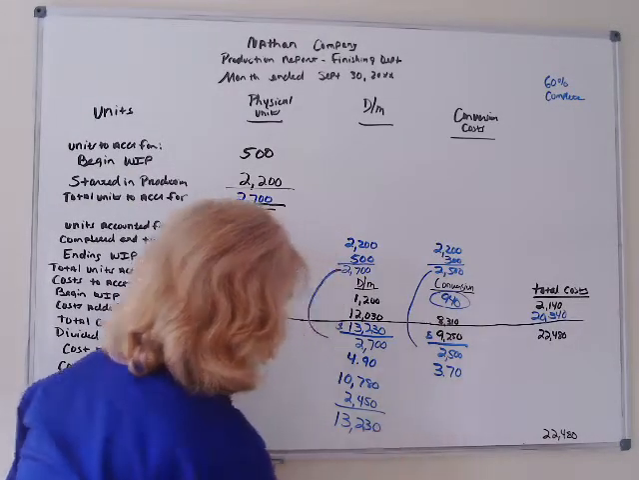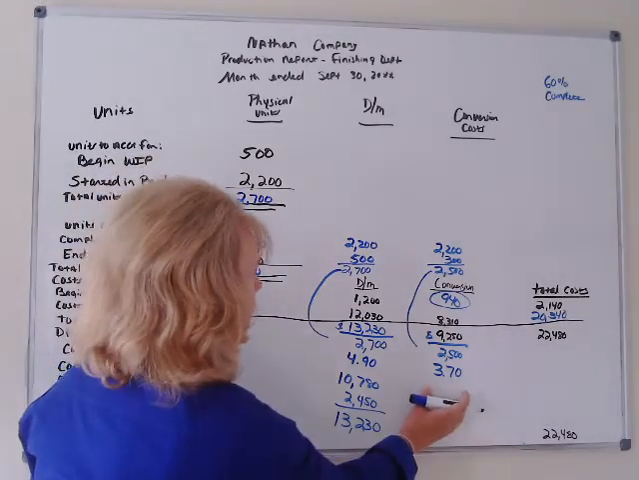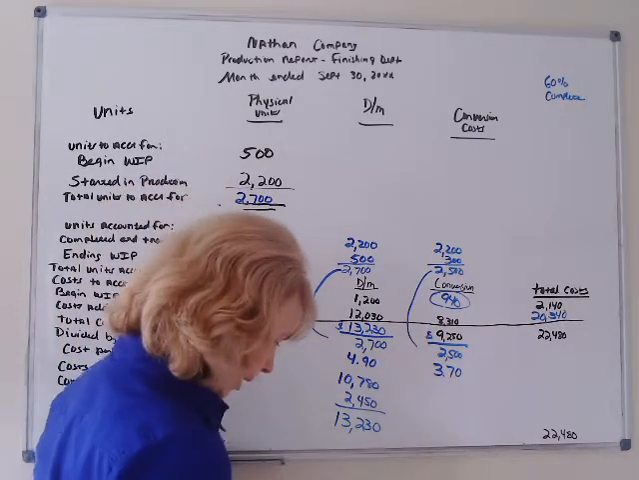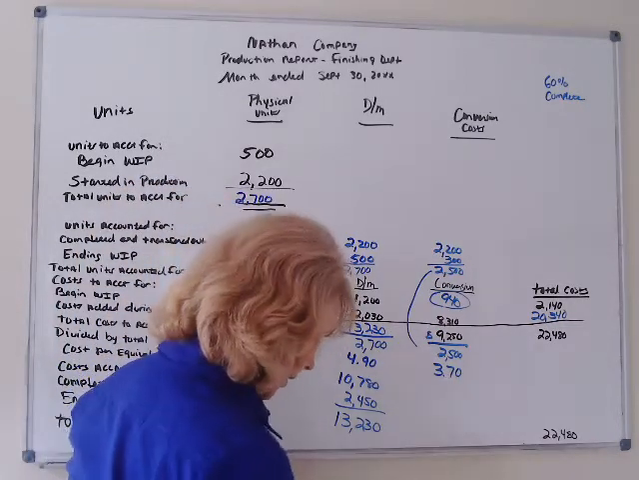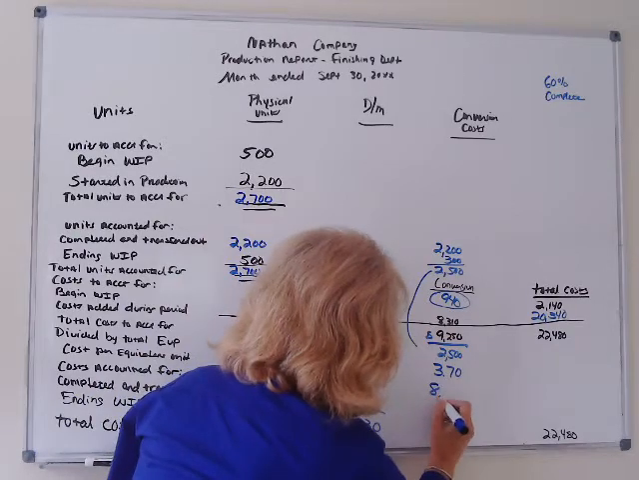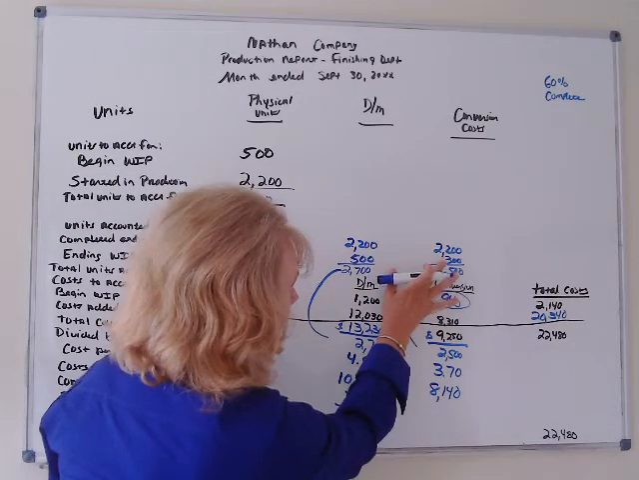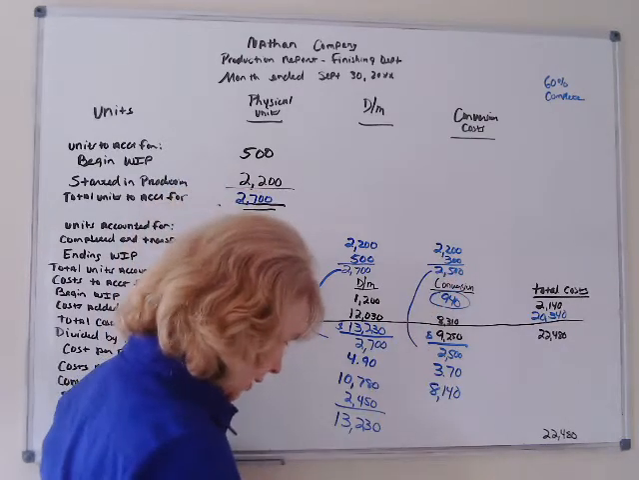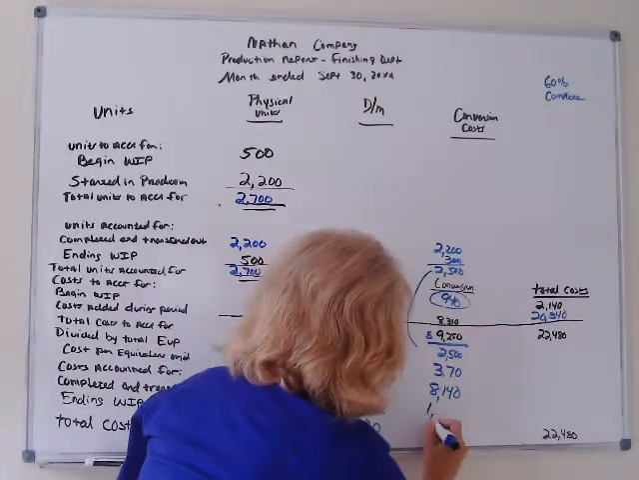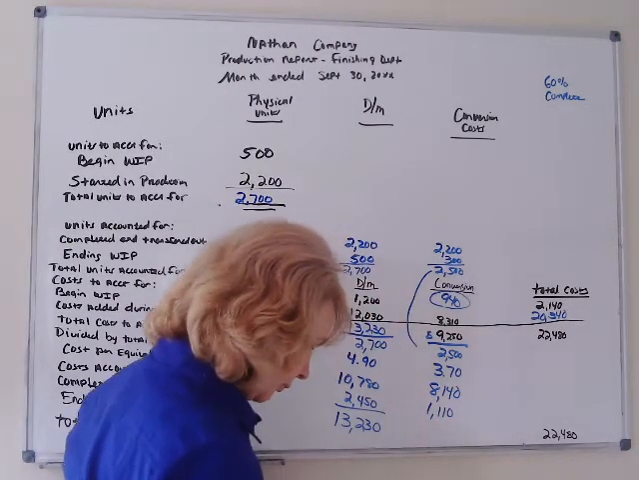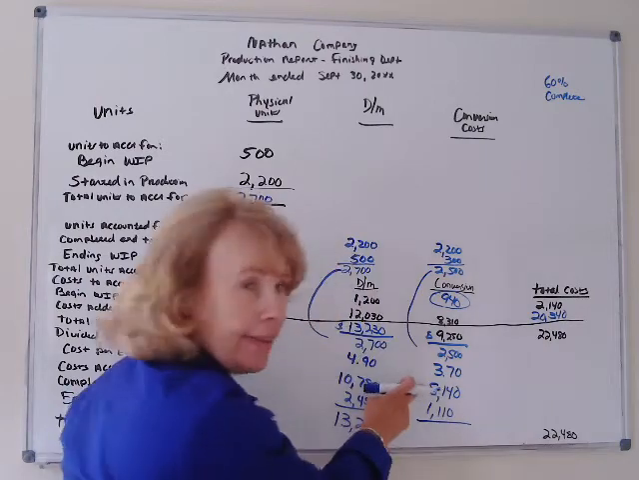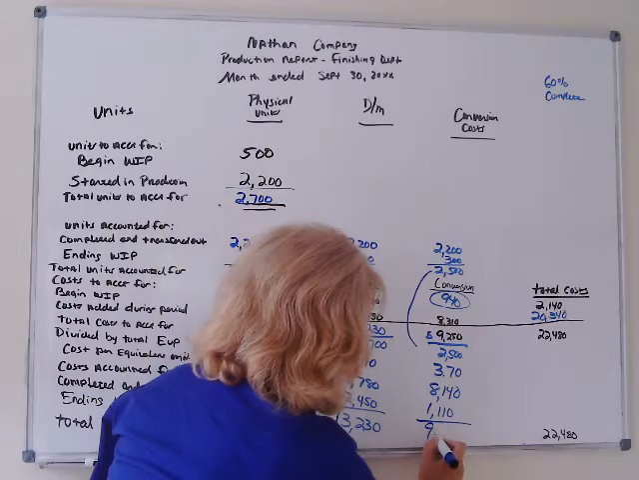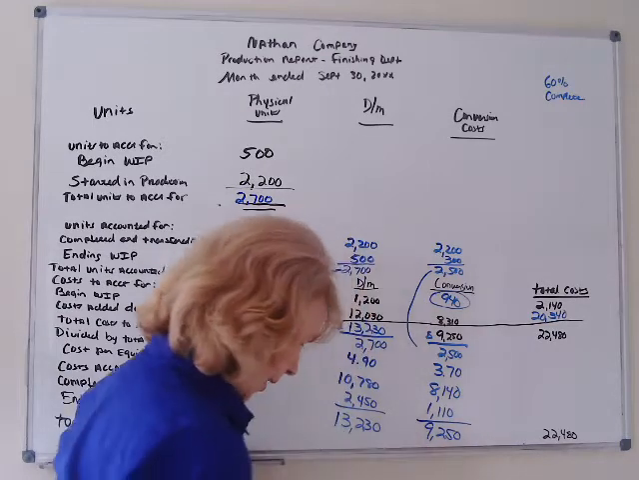I next total my costs for direct materials, which is 13,230. Same theory for my conversion. I'm going to take the 2,200 and multiply it by $3.70. That gives me 8,140. Next, I take the ending work in process, 300 times $3.70, and that gives me 1,110. I add those two together, 8,140 plus 1,110, and that gives me 9,250.